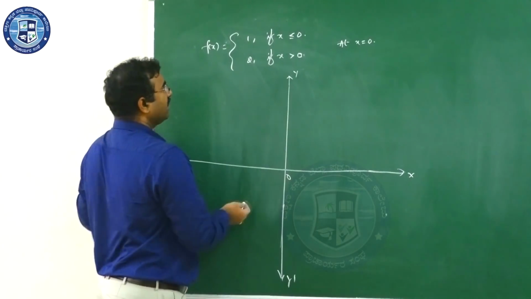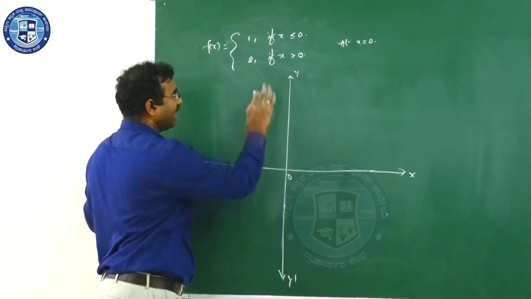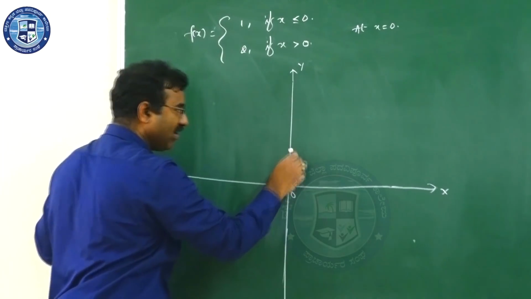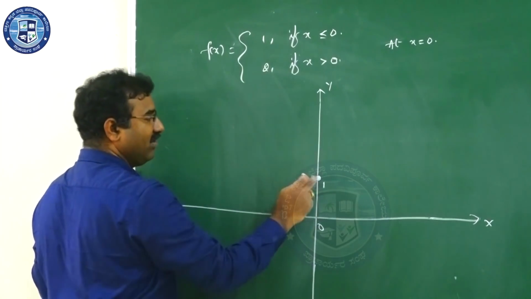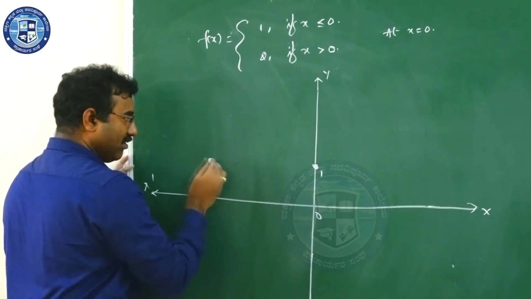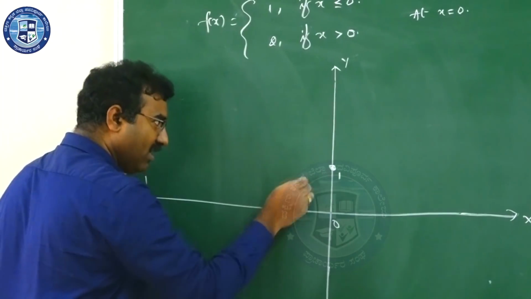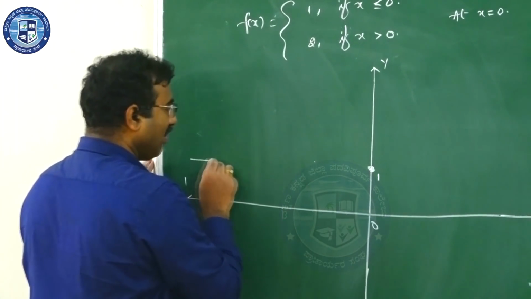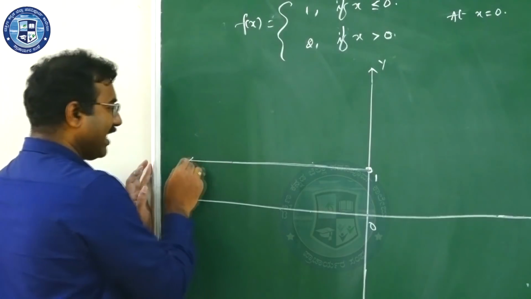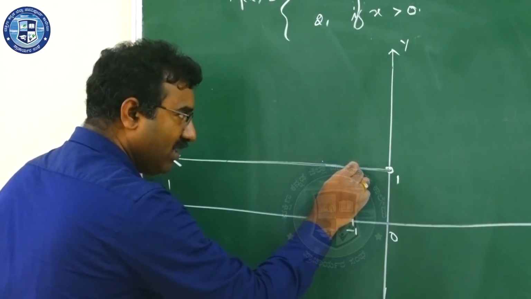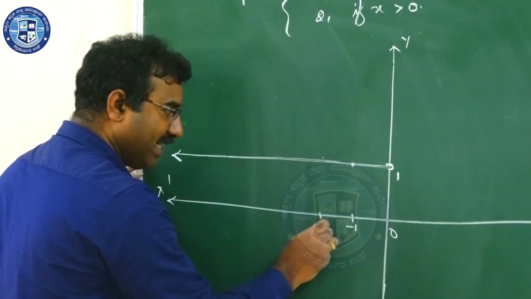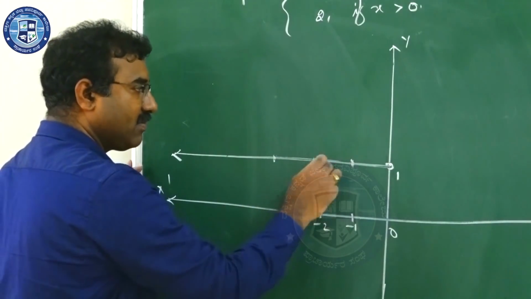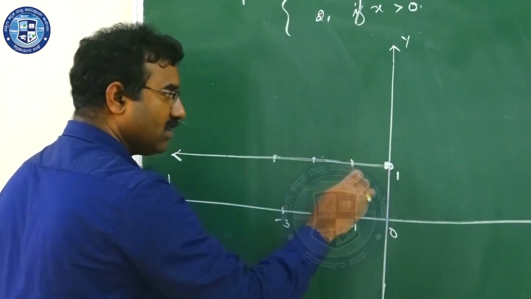here x less than or equal to 0, for all negative values and equal to 0. At 0 they have given it is 1 only. When x equal to 0, the function value they have given is 1, and for all negative x values they have given it is 1 only. That means if it is minus 1, it is 1 only. If it is minus 2, then also it is 1. If it is minus 3, then also it is 1. So, when you join all these points, we will get a graph like this. Like this we get.